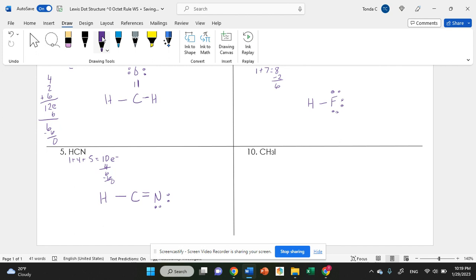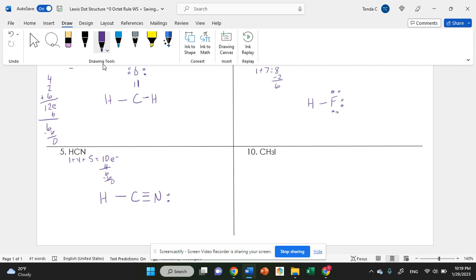Then check to make sure everybody's happy. Notice carbon's still not happy. It has 6, but it needs 8 electrons. So this is how you know you're going to make a triple bond, because I still need it to make happy. Now, if you make a triple bond, note carbon has 8, nitrogen has 8, and hydrogen's okay with 2.